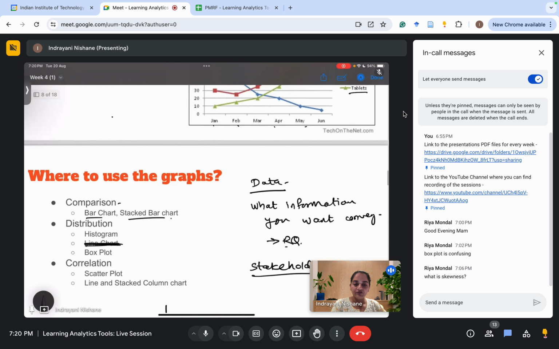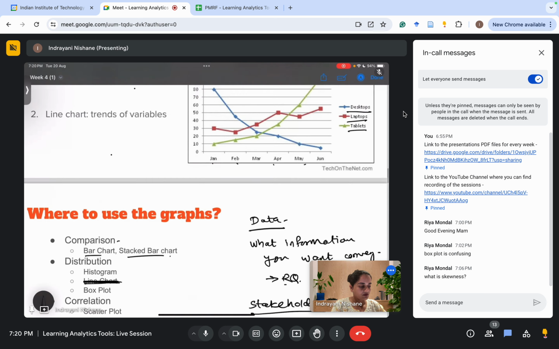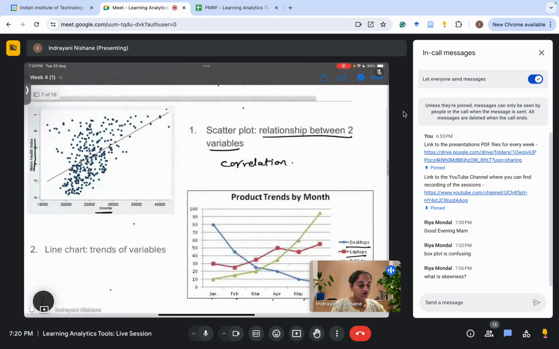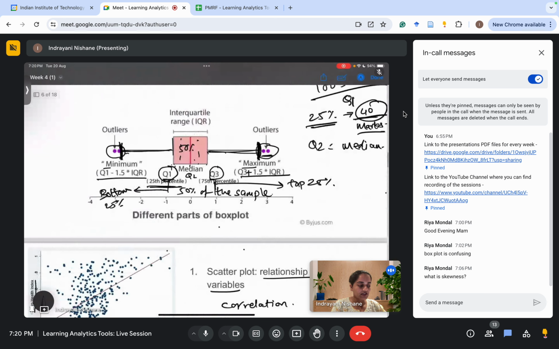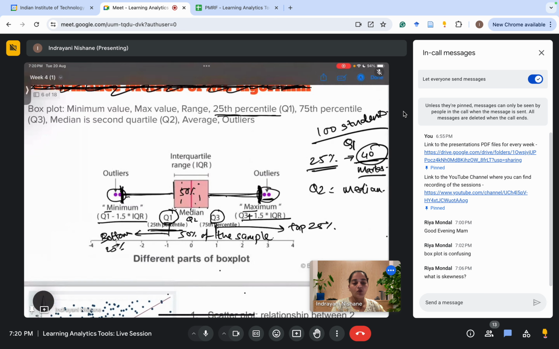Ria, are you still confused about box plots? It can be a little confusing because of the words they are using, but try to understand that it gives us information about how our data points are distributed across the range.